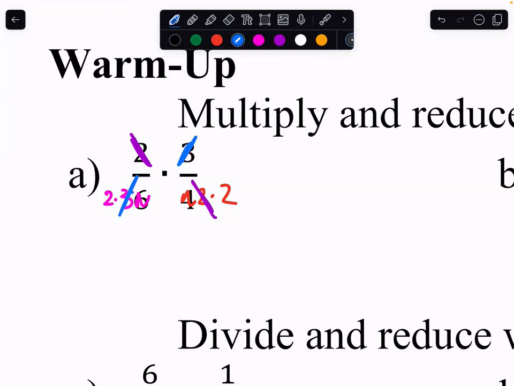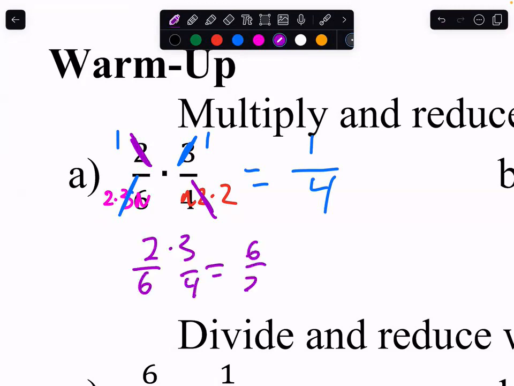Now you can't reduce these matching 2's because they're both in the denominator. So up top, there's nothing left. Technically, it's invisible 1 times invisible 1. So 1/4. If you had just multiplied right away, then you would just have to reduce at the end. Of course you get the same answer, but the numbers are a lot smaller if you reduce first.